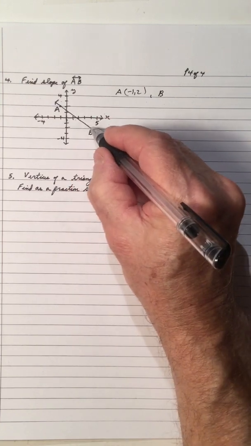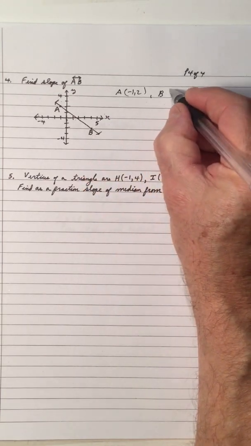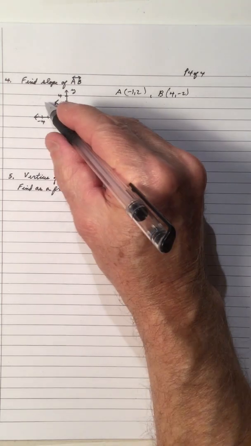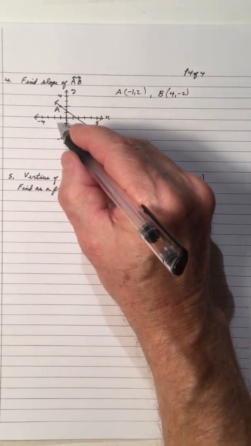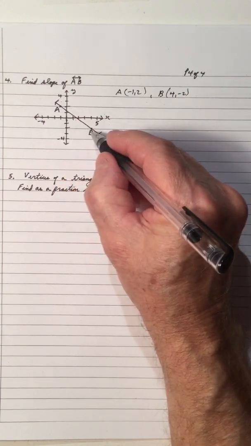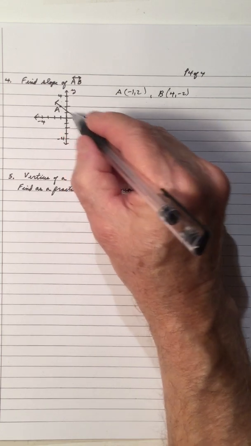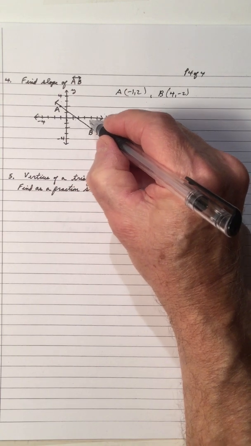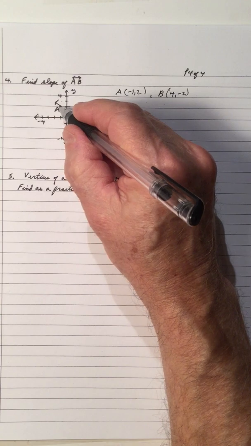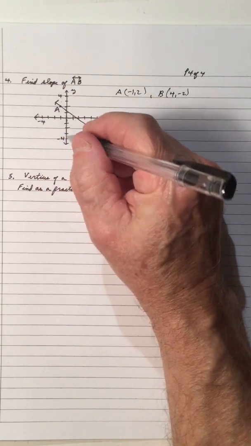B is here. So B is 1, 2, 3, 4, 4, negative 2. So we want the slope of this line. Notice this line is sloping down to the right, my mistake. This line is sloping down, which is negative. To the right is positive, so it's a negative slope. If you go up, it's positive, and to the left is negative. So positive over a negative is still a negative slope. If it goes up to the left, the slope of a line is negative.